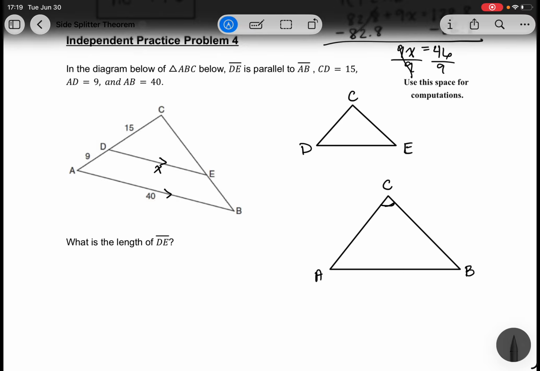Once again, we know that angle C is going to be congruent to angle C. We know that DE is parallel to AB. And let's label our sides. So CD is 15. AB is 40, DE is X, and then AC is going to be 9 plus 15, which will get us 24.